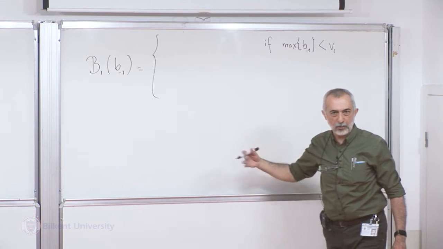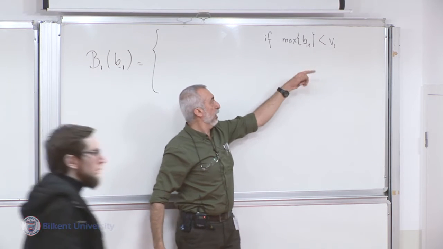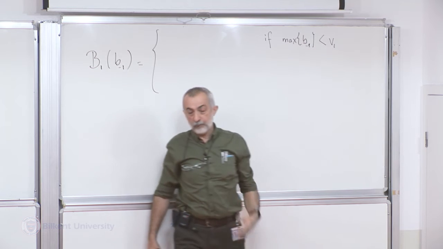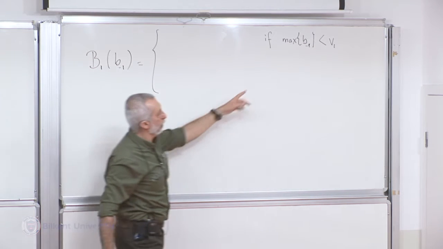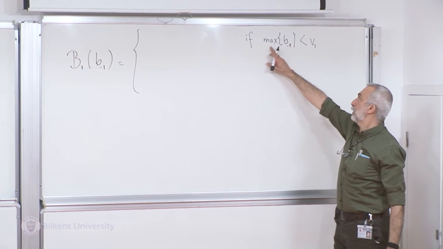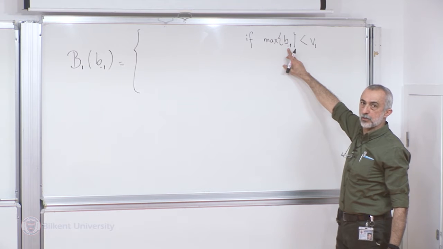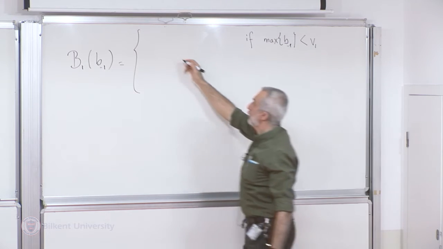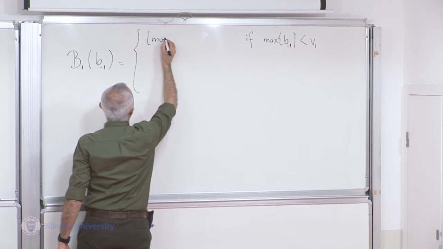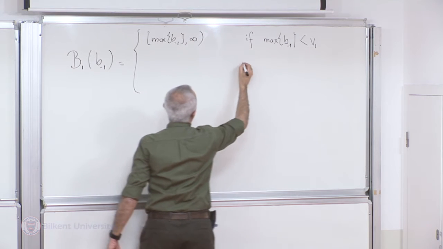Again, we don't have to draw the graph. Actually, it's very intuitive. The amount that player one will have to pay is less than the value of the object for him. So he would like to win the auction. And in order to win the auction, he should bid the maximum of the bids of the other agents or anything larger. So the best response correspondence in this case was the maximum of b minus 1 to infinity.